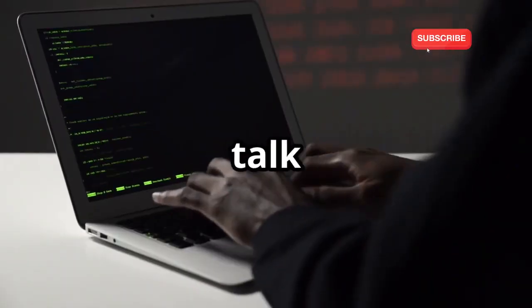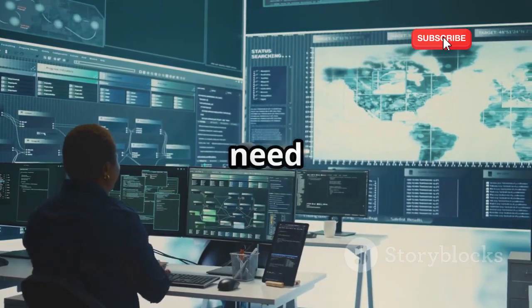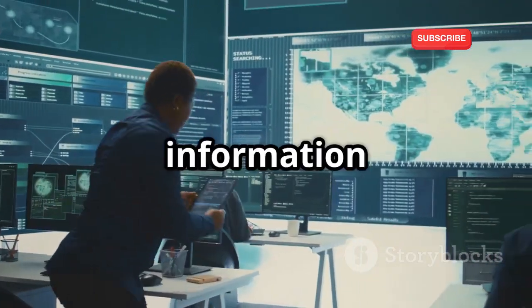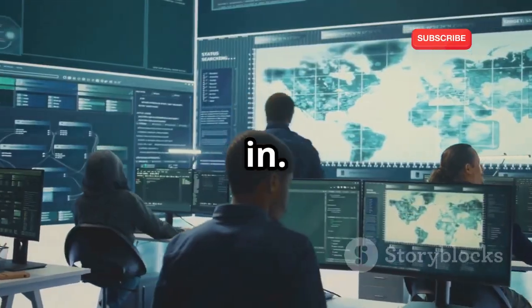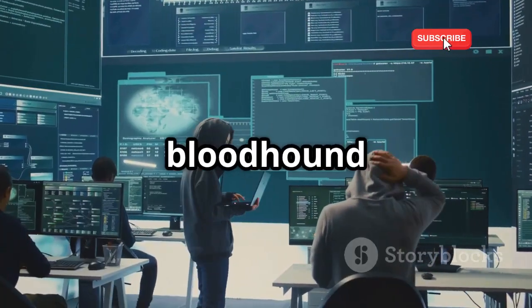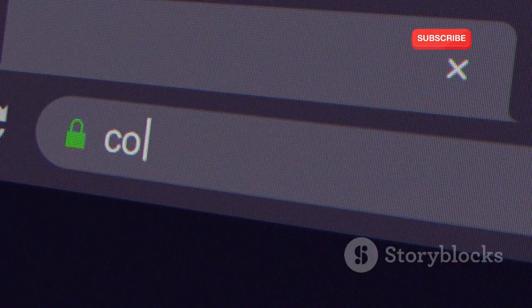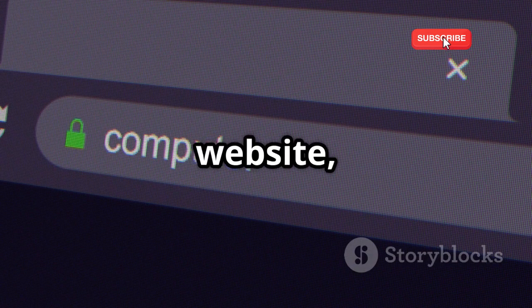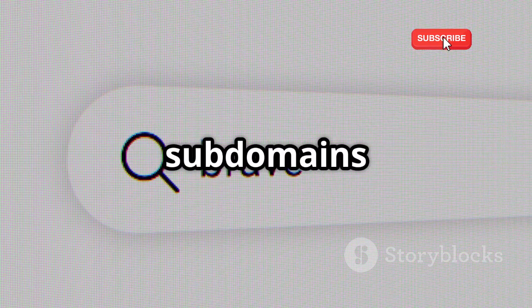Alright, now let's talk about finding those digital breadcrumbs. Sometimes you need to dig a little deeper to find the information you're looking for, and that's where theHarvester comes in. This tool is like a bloodhound for email addresses and domain names. You give it a target, could be a company, a website, even a person's name, and theHarvester sniffs out all the associated email addresses and subdomains it can find.